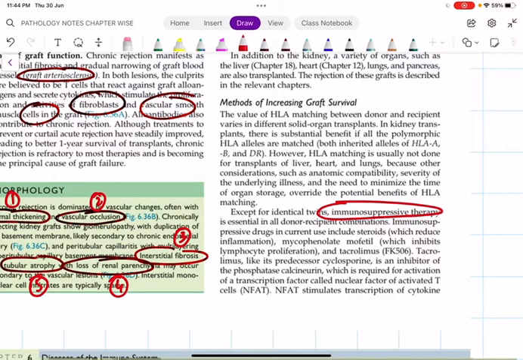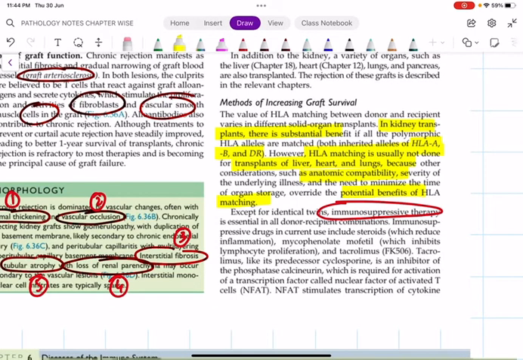Okay, yes. Remember, HLA matching is mainly done for kidney transplant. Kidney transplant, we will do HLA matching. And what are matched? HLA-A, HLA-B and HLA-DR. These are the 3 things which we match. Remember, for liver, heart and lungs, because of some reasons like their anatomical compatibility, usually we won't do what we call HLA matching.